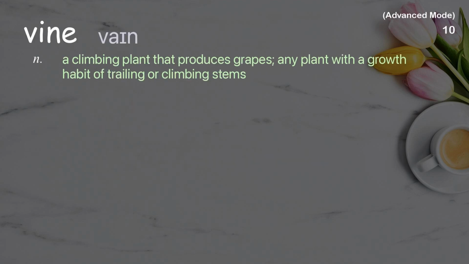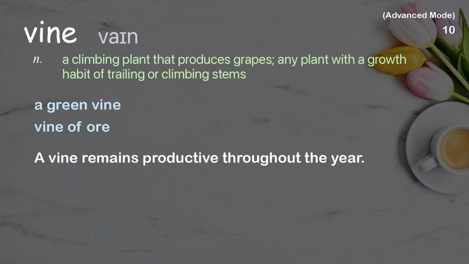Vine. A climbing plant that produces grapes. Any plant with a growth habit of trailing or climbing stems. Examples: A green vine. Vine of war. A vine remains productive throughout the year.